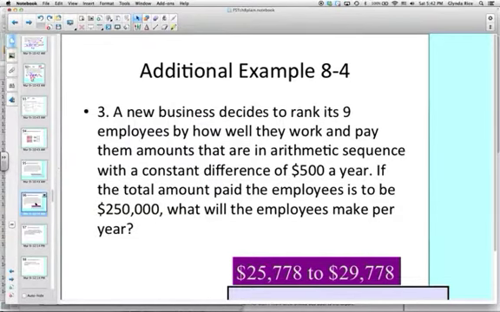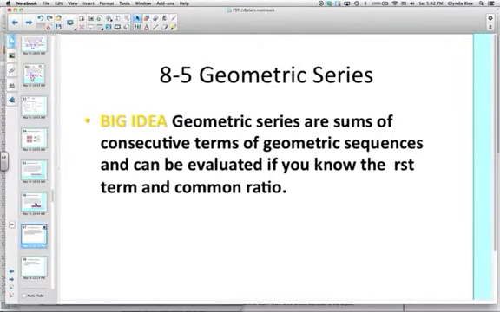All right, so if you want to practice these and compare these answers, then I'm moving to 8.5, geometric series. An arithmetic sequence is when you add the same number, or you could add a negative number, so it goes up or down by the same amount. A geometric sequence is when you multiply by a common ratio. A series, so hard to keep the S's straight here, geometric series are sums of consecutive terms of a geometric sequence.